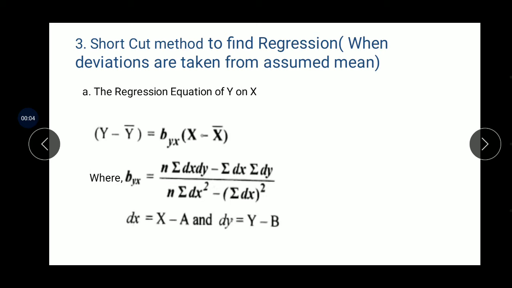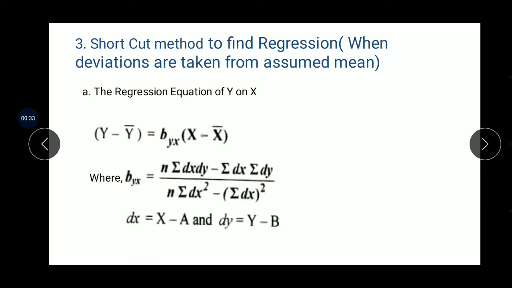Hello students. So this video is on regression. This video is in continuation with the previous video in which we did regression, and we did two methods to find out the regression equation. The first method was the method of least squares, in which we use normal equations to find out the regression equation, and the second method was the direct method, in which we take deviations from the actual mean.